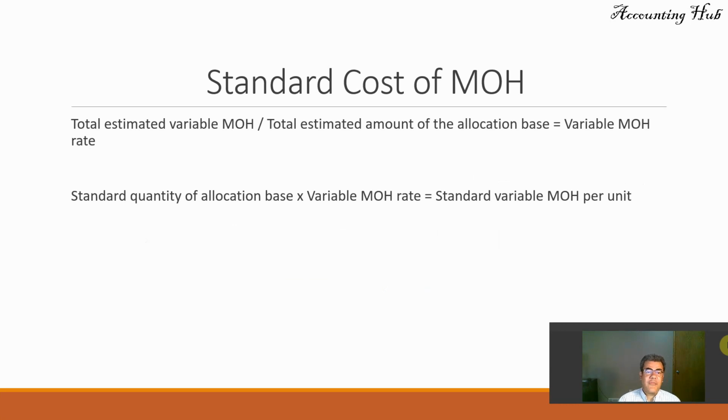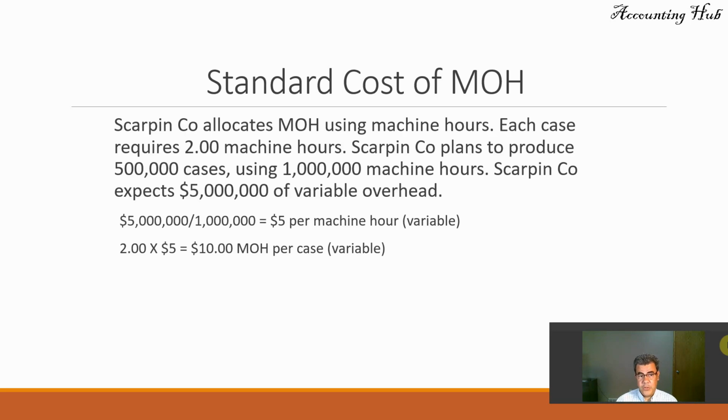Total estimated variable manufacturing overhead divided by total estimated amount of allocation base gives us the variable manufacturing overhead rate. And standard quantity of allocation base times the variable manufacturing overhead rate gives us the standard variable manufacturing overhead per unit.